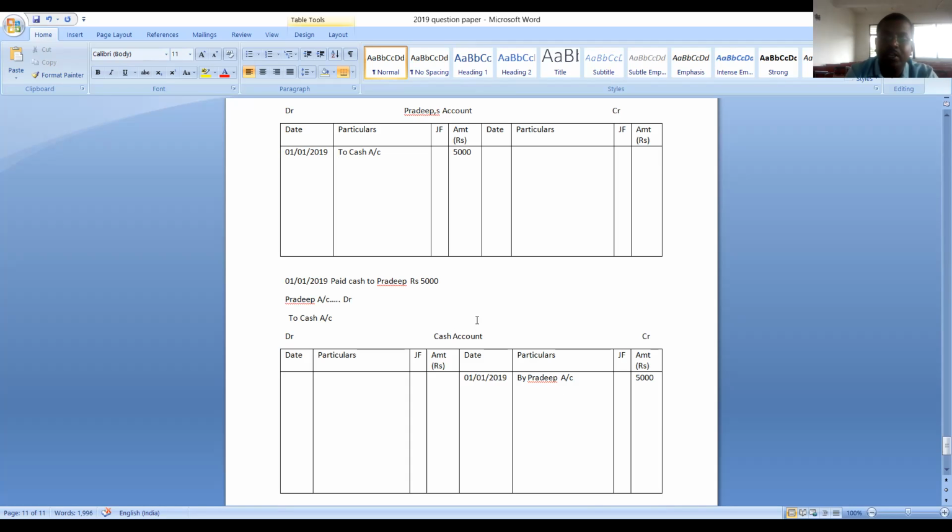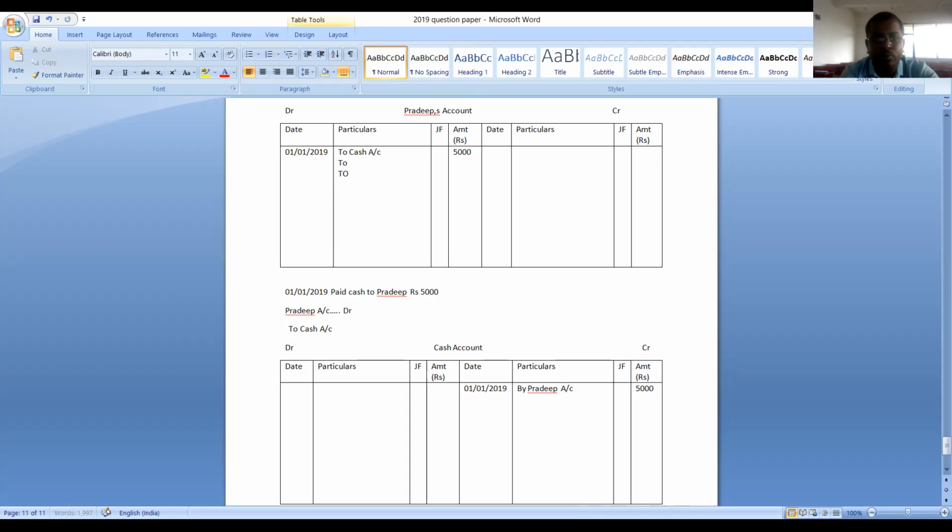Similarly, while preparing a ledger account, on the debit side, you should use a term called to. And on the credit side, you should use a term called by. Understood? On the debit side, we should use the term to. And on the credit side, we should use the term by.